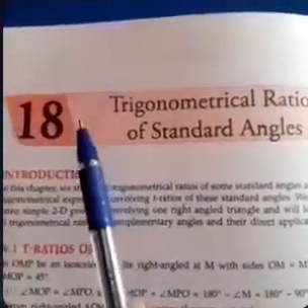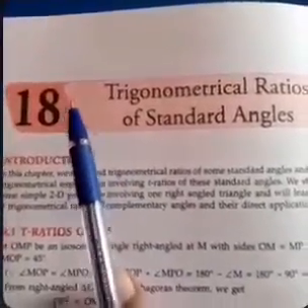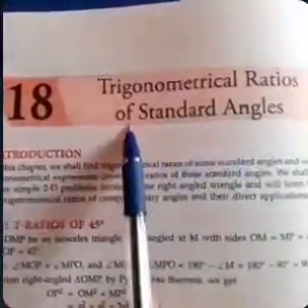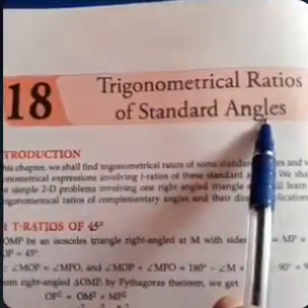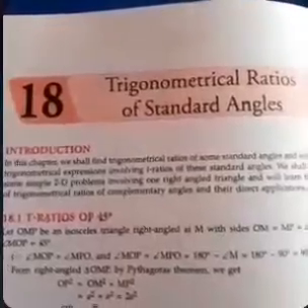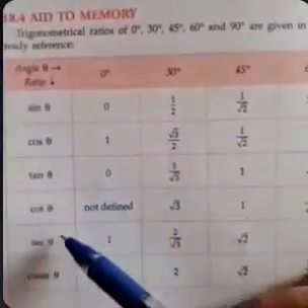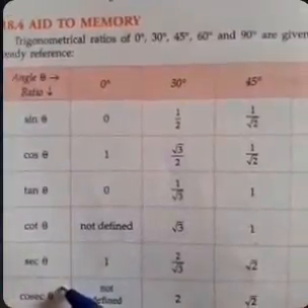Good morning, students. Today we start Chapter 18, Trigonometrical Ratios of Standard Angles. Now, look at the chart: sin theta, cos theta, tan theta, cot theta, sec theta, and cosec theta.